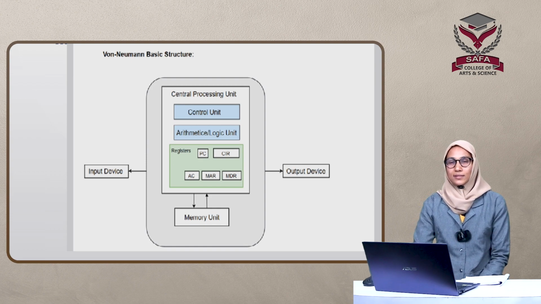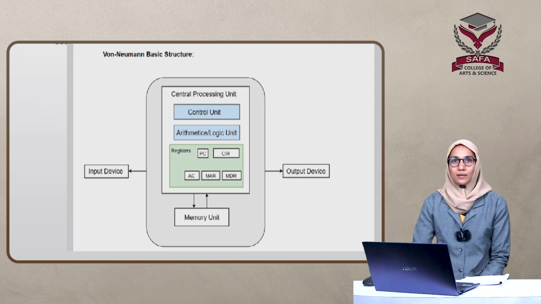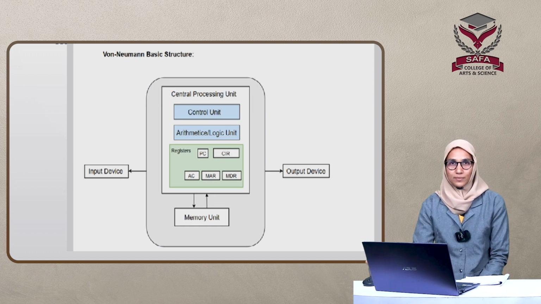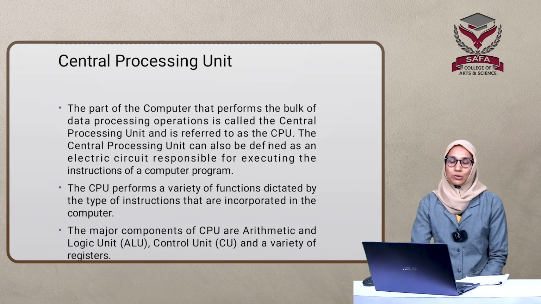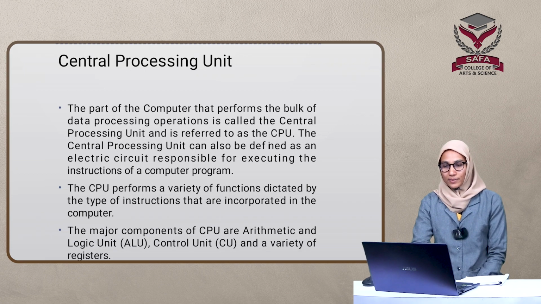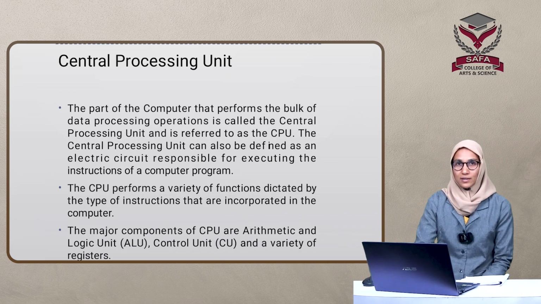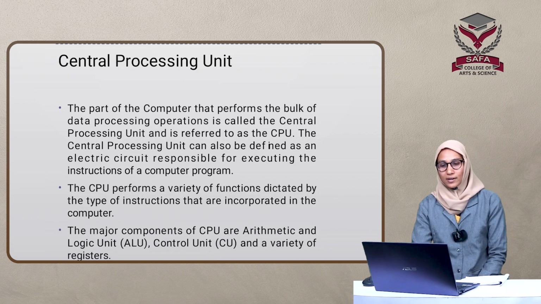Input device, central processing unit. The central processing unit consists of the control unit, arithmetic and logic unit, some registers and memory unit. After processing, the result is published by using output devices. What is the use of the central processing unit? It performs the bulk of data processing operations. CPU is also known as the brain of the computer.